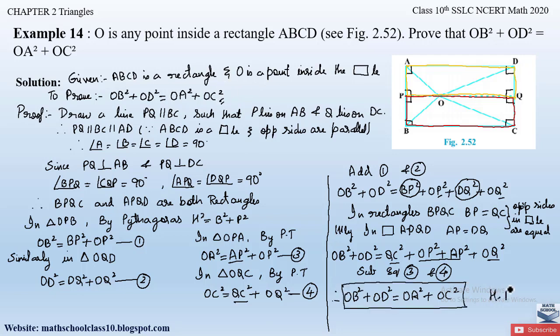So hence proved. This is a very important example, guys. This might be asked in your examination. So do practice and understand this example very well.